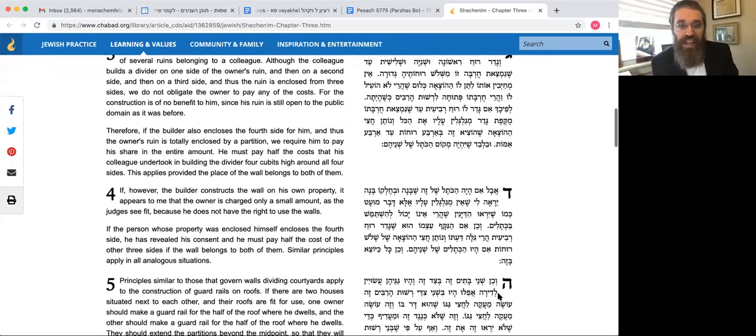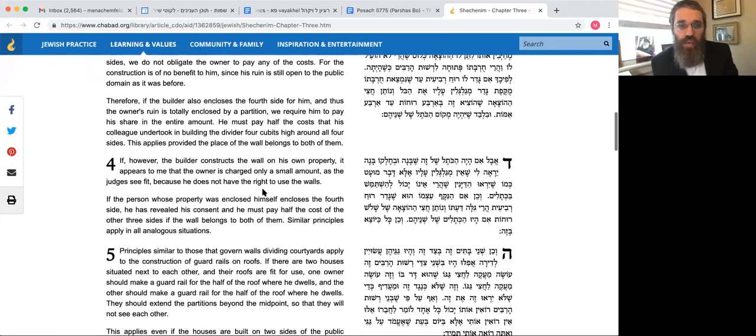So I'm going back to Maimonides, going back to the next section. If, however, the builder constructs the wall on his own property, right? What's happening is same case. I have my churba, my ruin, my home that's not built in the middle, and you surround me on all sides, and you build walls all around your property, but you build it on your property. And now by extension, as a result of your actions, now my land is completely walled in. But since you build the wall on your property, it appears to me, says Maimonides.